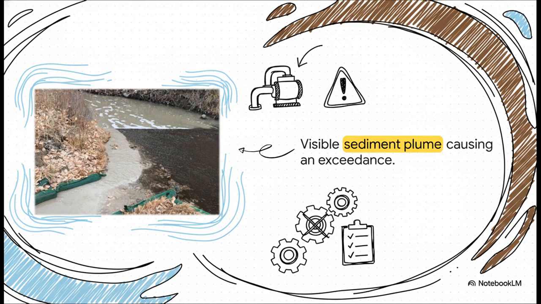Take a look at this image. This is exactly what we are trying to prevent. Notice that stark, awful contrast between the clear water and that dark, muddy sediment plume heavily polluting the receiving water body. When you pump water off a site, you can literally cause an exceedance like this in a matter of minutes if your controls fail.